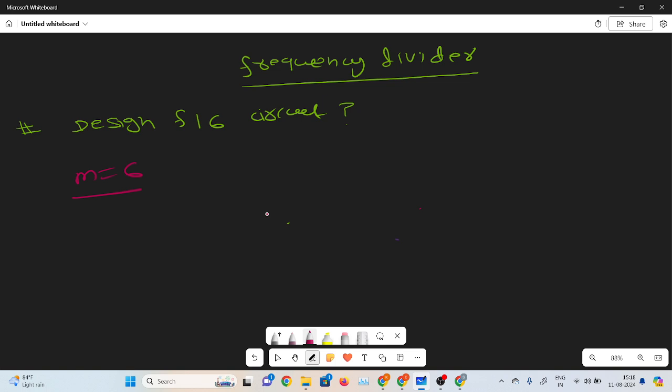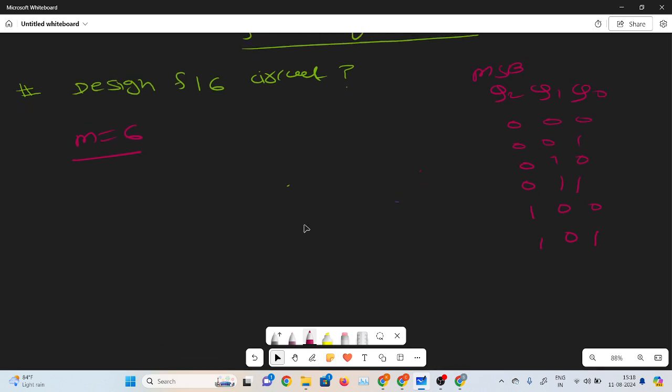Okay, so it will go from 0 to 5, and we need 3 bits, that is q2, q1, and q0. So the six states total are 0, 1, 2, 3, 4, and 5. Okay, so for the MSB bit I will design.